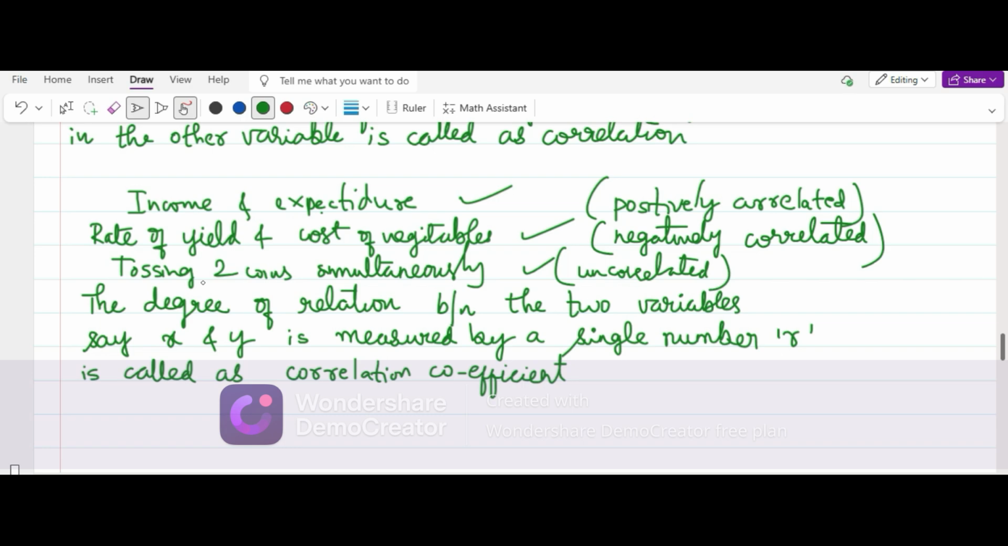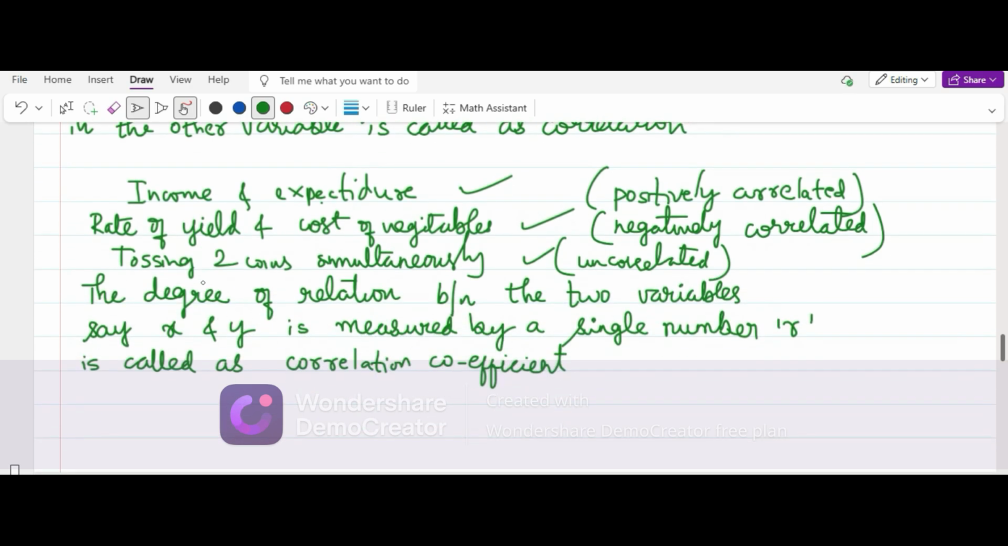And this is about the correlation. We measure the degree of the relation between the two variables by a single number, let it be r, and that number is known as the correlation coefficient. The rule is that the correlation coefficient value is greater than or equal to -1 and less than or equal to +1. The range of the correlation coefficient is from -1 to +1.